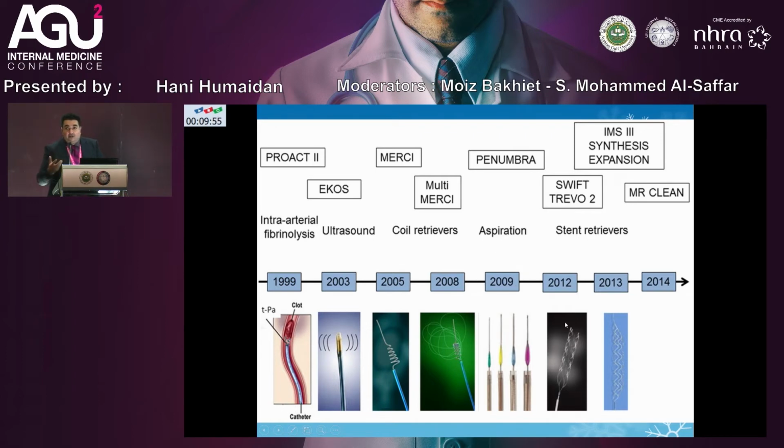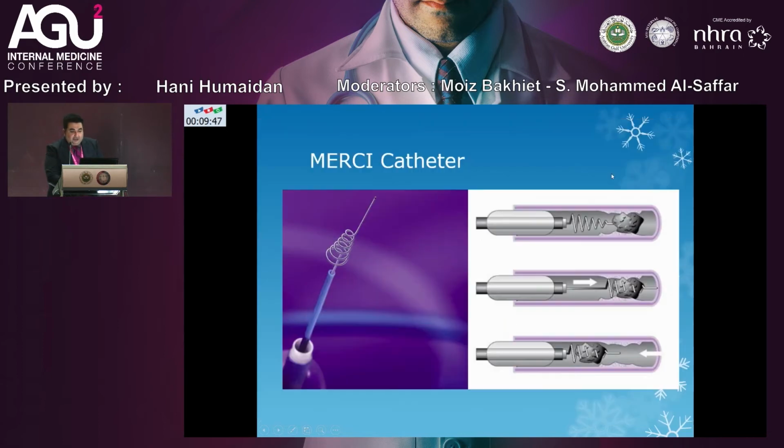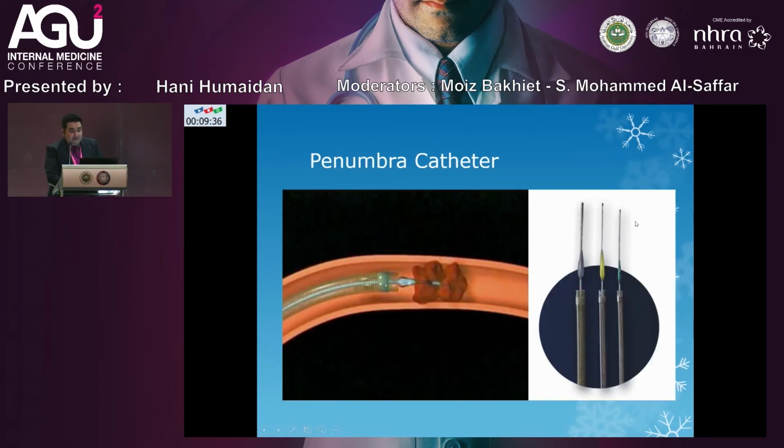But the real breakthrough came later than that, around 2013 and 14, with stent retrievers, then proven by trials that I'll mention in a minute. These are the earlier devices, the MERCI catheter. You can see it's like a corkscrew. It didn't work so well. It was sort of pushing it into the clot. And actually, the initial trials were negative.